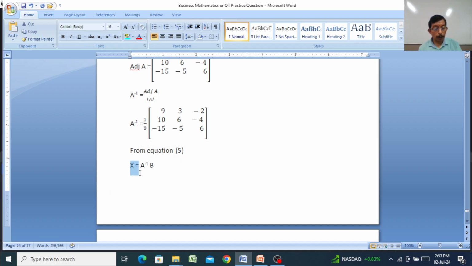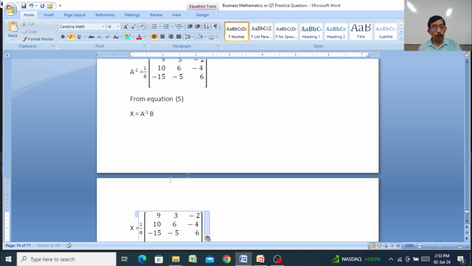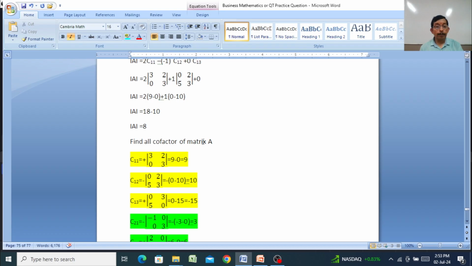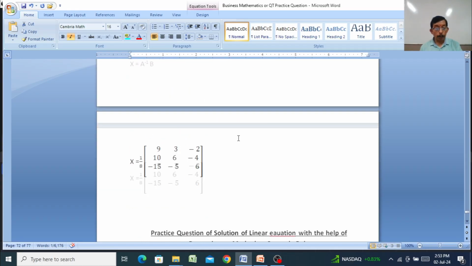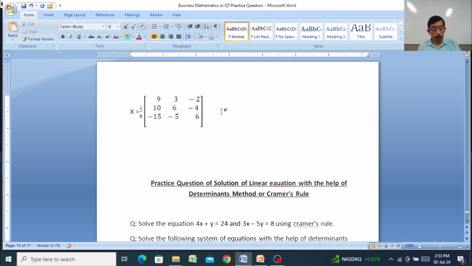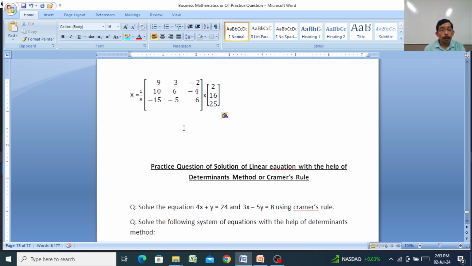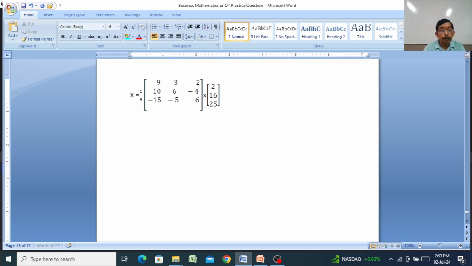X is equal to, now the value of A inverse is given here, note it down here. The value of B is given in the question, note down here. Now simplify this equation in the next step.